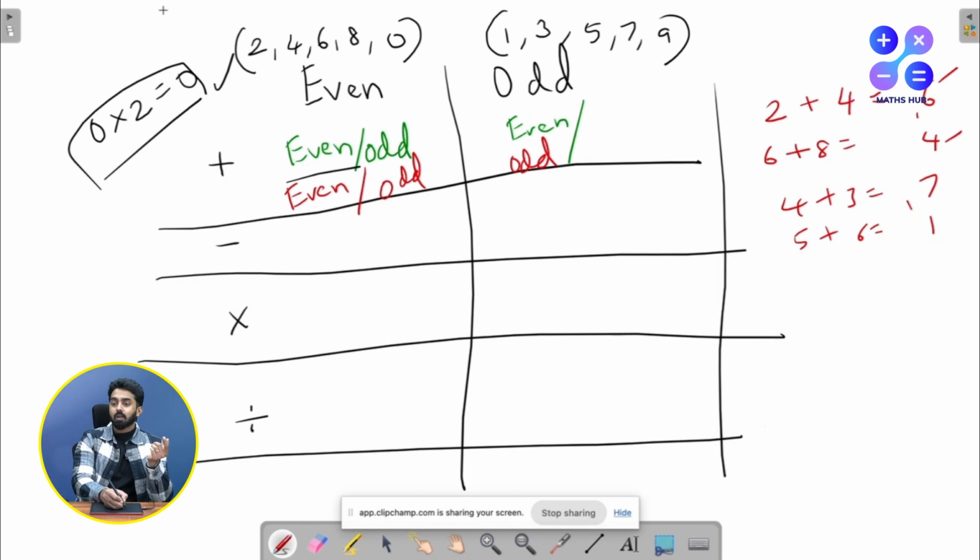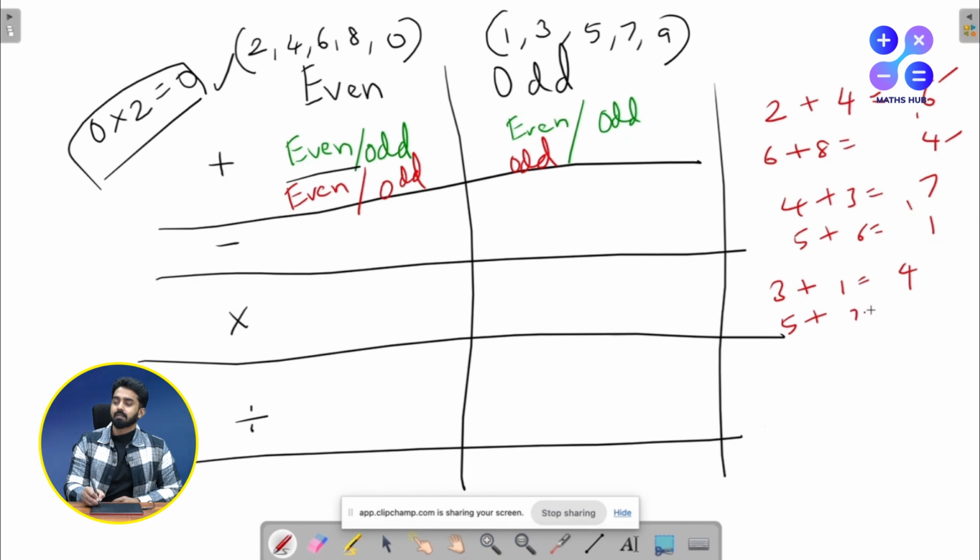But what about adding an odd number with an odd number? What do you get then? So again, take an example. Let's say you take a 3 and a 1, you get a 4, correct? And you take a 5 and a 7. 5 plus 7 is 12, right? So it ends with a 2. So whenever you add two odd numbers, you're always going to end up with an even number, correct?